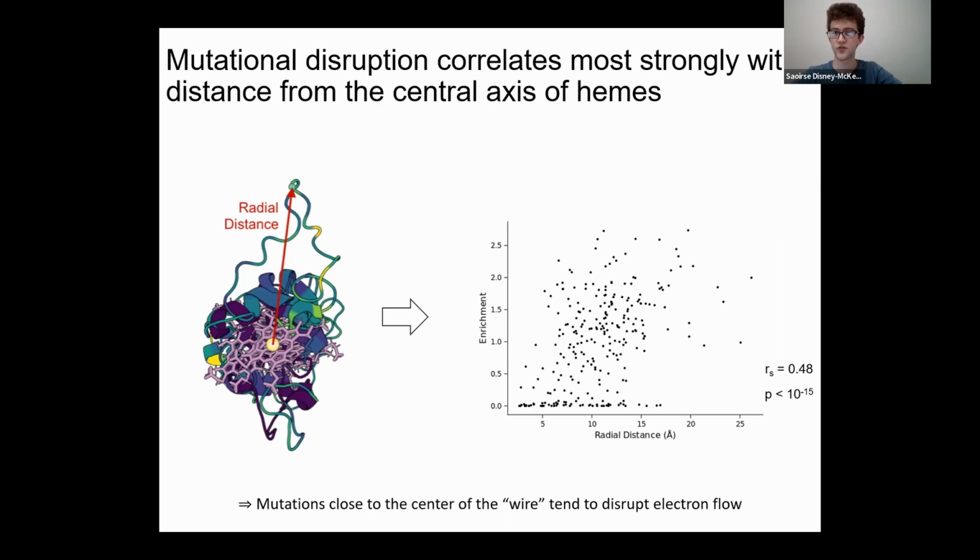And we think that this result should also probably carry over to electron transfer proteins and other biogeochemically interesting species like Geobacter and other species that use these multiheme cytochromes for extracellular electron transfer.